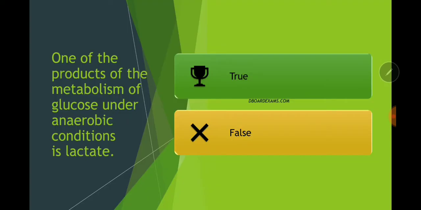All right. So here's a question. One of the products of the metabolism of glycolysis under anaerobic condition is lactate. Make sure when you read this, you know what you're reading. Don't just go through quickly and think maybe they're asking aerobic. They're asking anaerobic. So true or false? That is true, right? We just talked about that. If you don't have oxygen, then pyruvate is going to be converted to lactate.